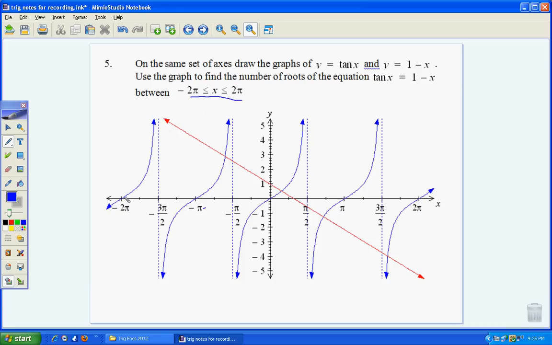But between minus 2 pi and 2 pi, the curve, it actually doesn't come out here, but they're going to intersect there. So that's 1, there's 2, there's 3, 4, and 5. So there's 5 roots of this function, these two functions being equal to each other. And again, if it wasn't between minus 2 pi and 2 pi, we'd be going on for an infinite number of roots.